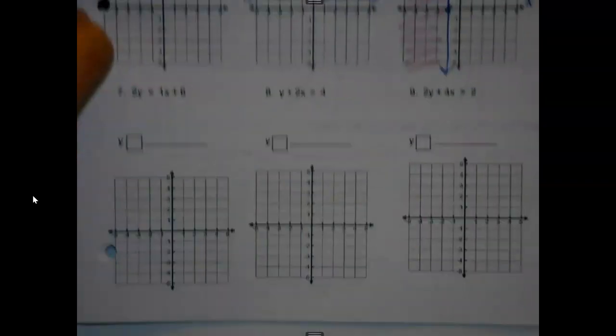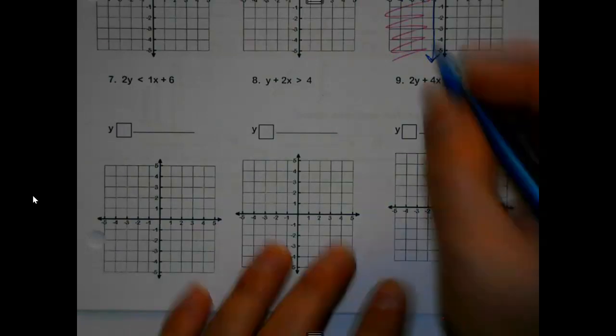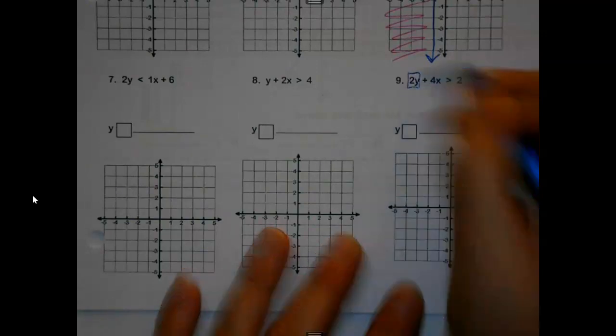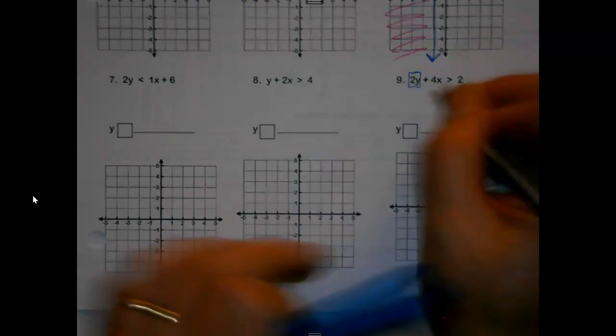It is. You're like, wait a minute. What's this y in a box? Y isn't by itself yet. So this is kind of like that second example that we did. So my first job is to get y by itself. So I got to undo a couple of things. I got to undo plus 4x.